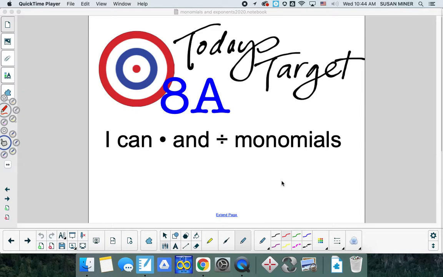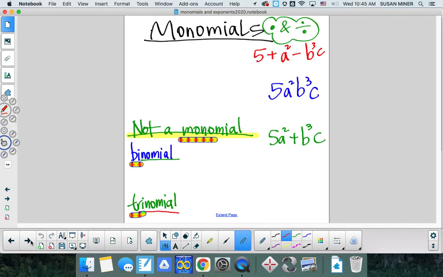Okay, so our target today, what we want to be able to do at the end of this lesson, is multiply and divide monomials. That's a new word. So we're going to have to talk about what that means. We're going to get some vocabulary. Let's do that now. Let's move forward. Let's get some vocabulary. Okay, here we go.